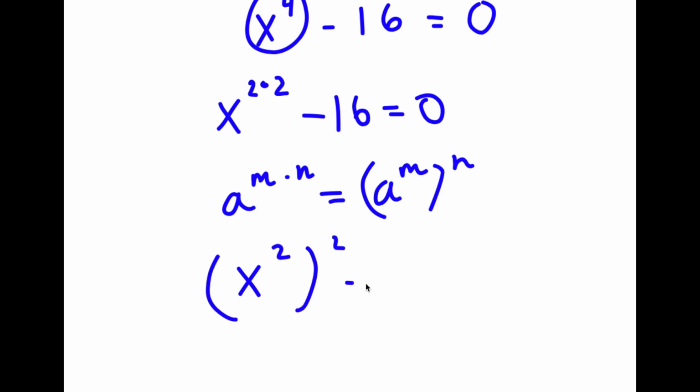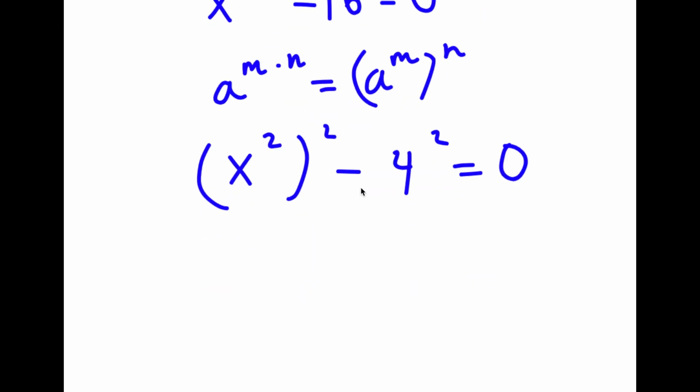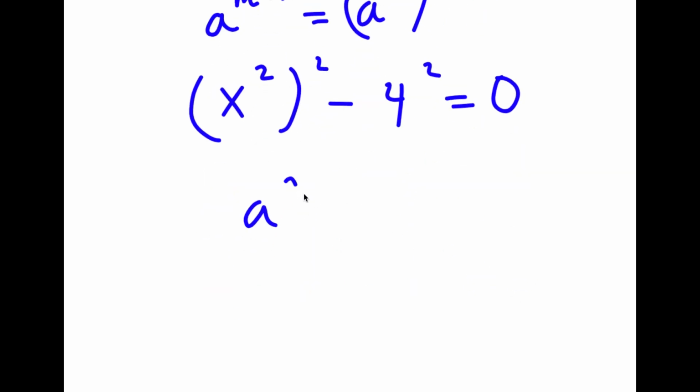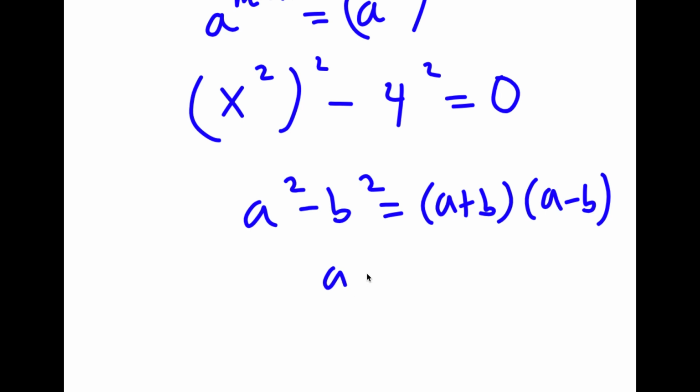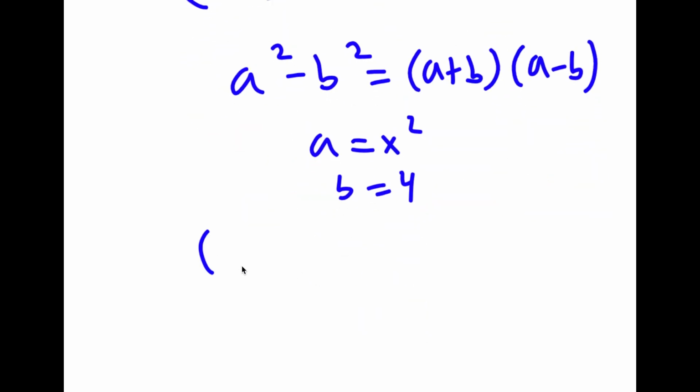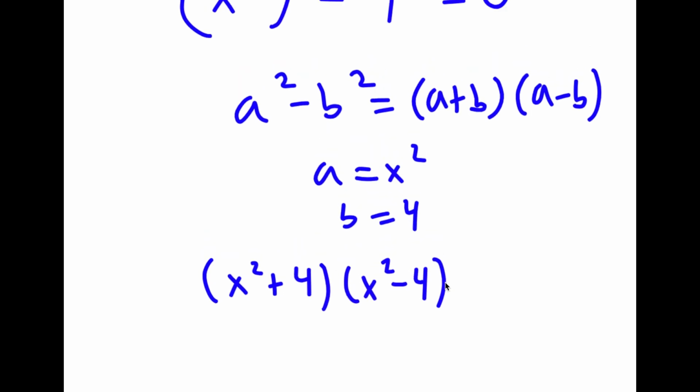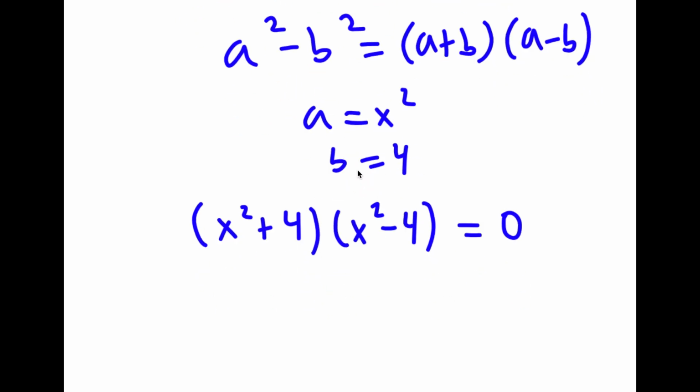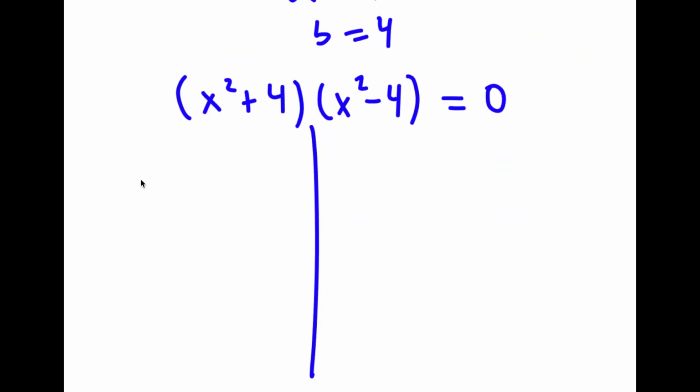Now I have this minus 16, which is the same thing as 4 to the power of 2, is equal to 0. Now if I have something in the form a squared minus b squared, this is equal to a plus b times a minus b. So in this case, a is x squared and b is 4. So I have x squared plus 4 times x squared minus 4 is equal to 0. So now this gives me two equations. I have x squared plus 4 is equal to 0, and I have x squared minus 4 is equal to 0.